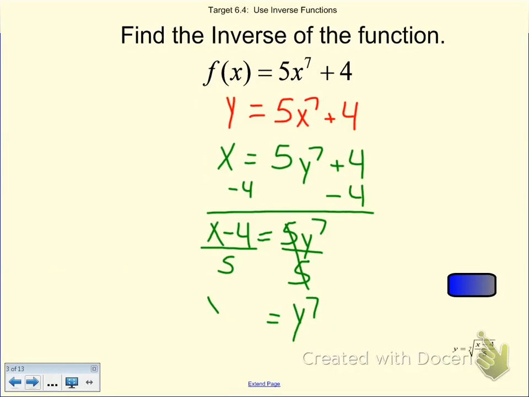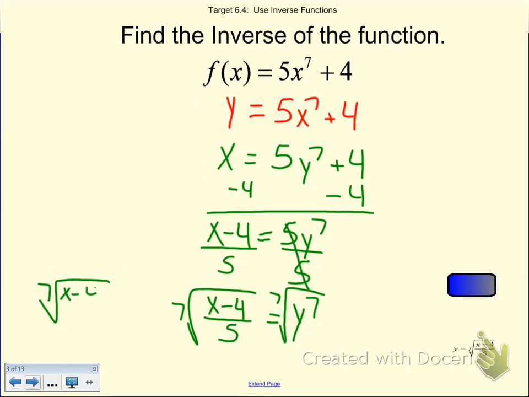equals, and again you can write this as one big fraction or two separate fractions. It does not matter. I am going to keep it as one big fraction in this case. So we have x minus 4 all over 5 equals y to the 7th. This is being done to the 7th power, so how do we undo that? We 7th root it. So we're going to 7th root both sides. So we're going to end up with the 7th root of x minus 4 all over 5 equals y.